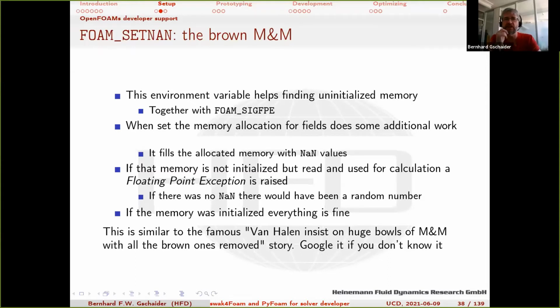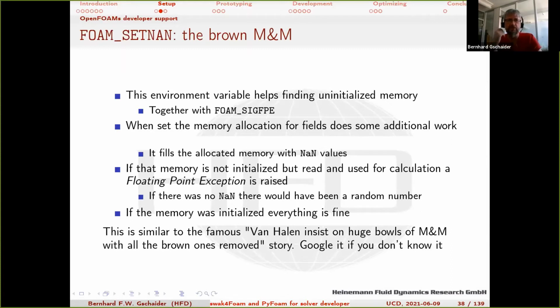And the other environment variable together with this is FOAM_SETNAN. Basically, OpenFOAM uses its own memory allocation routine, and that routine gets memory and then fills the memory with not a number. So if you have no other code that initializes that memory, and this memory is used for calculations, you get a floating point exception and it fails.